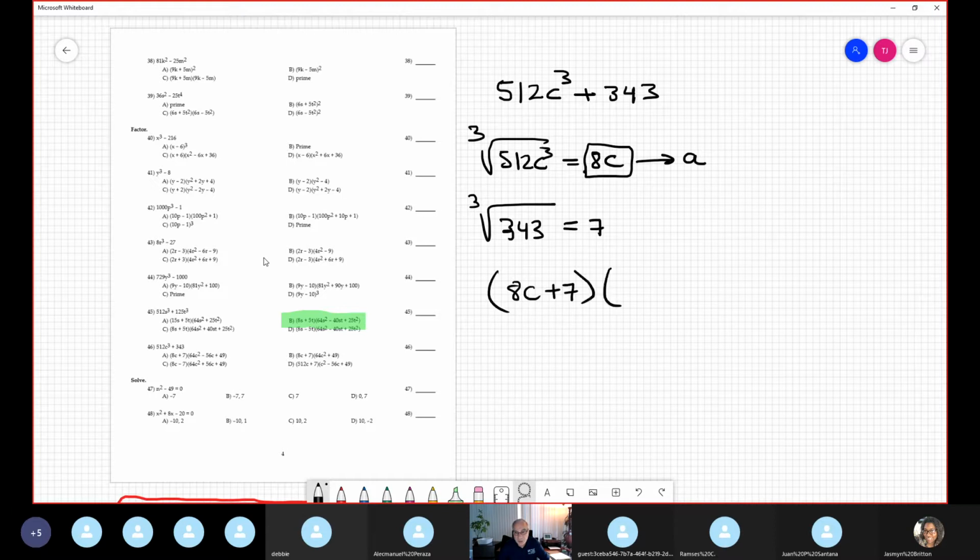In the trinomial part, square the first: 16C squared, minus the multiplication of both, 56C, plus 49. Where does 49 come from? 7 squared. I suppose it is option D, no? Is it okay or no? No, hello. No, D, it's C, no? No, A. Is it correct? Help me, guys. Yes, that's correct. Okay.